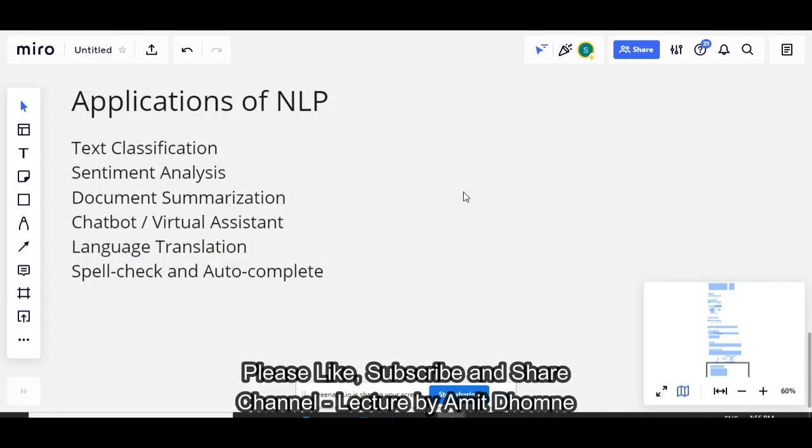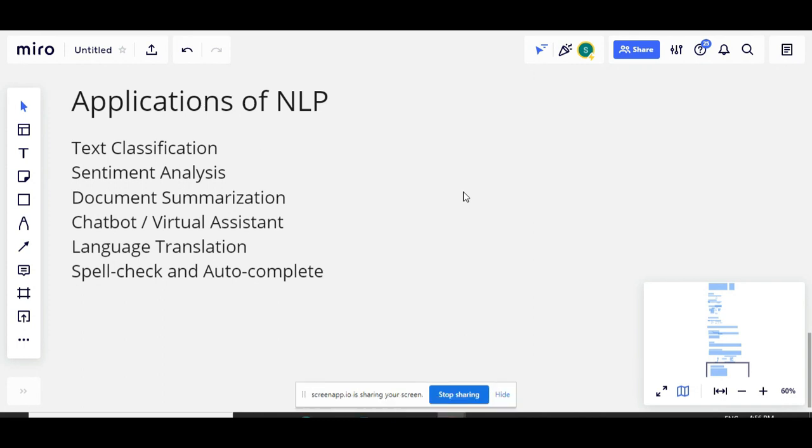In the previous video, we discussed the difference between text mining and natural language processing. In this video, we will discuss the different applications of NLP. The first and most important application of NLP is text classification.